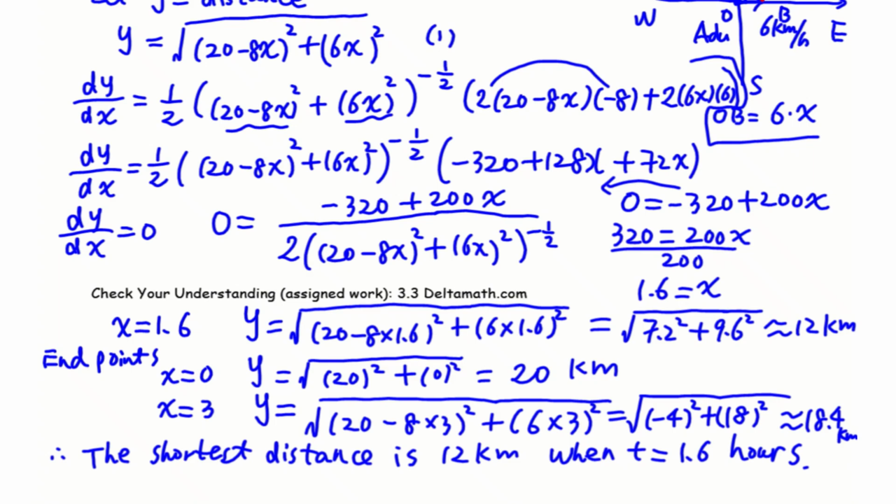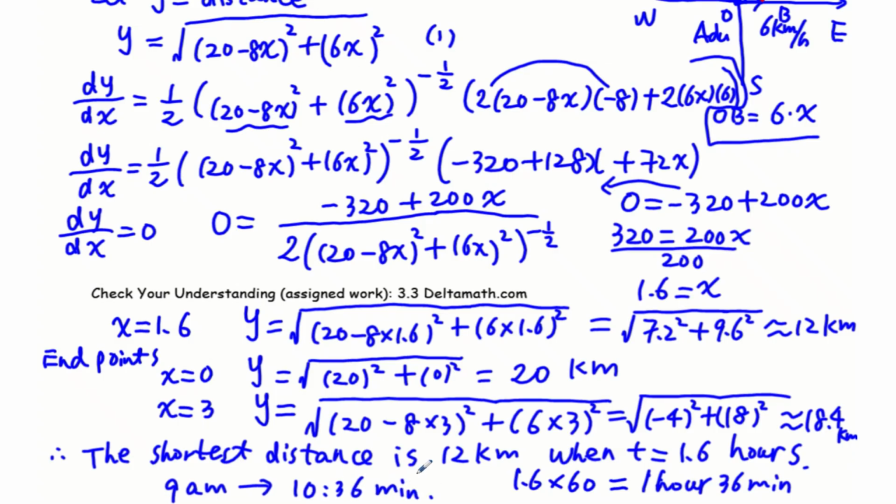So in this question, 1.6 hours, if we multiply by 60 minutes, gives us 1 hour and 36 minutes. So if it starts from 9 a.m., 1 hour 36 minutes will be 10:36. So this is for this question.